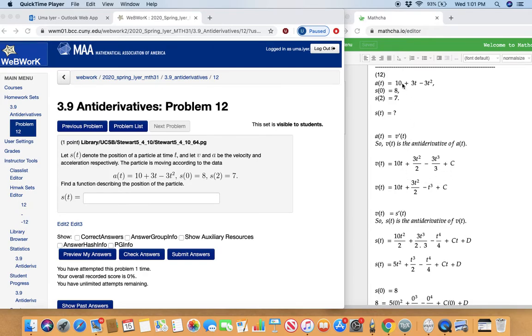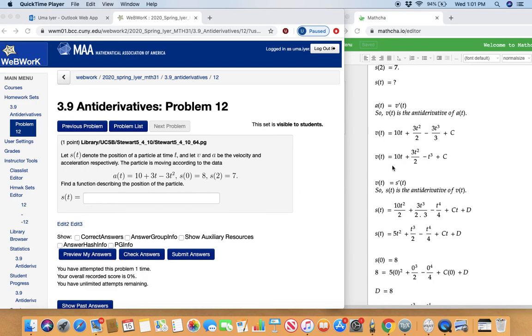I hope this is clear, guys. 10 is a constant, so its antiderivative is 10t. Everywhere else, we are just increasing the power by 1 and dividing by the new power. So this is your velocity. Simplify. 3 over 2 cannot be simplified, but 3 over 3 can be simplified, which we did. Now, the question is to find position.